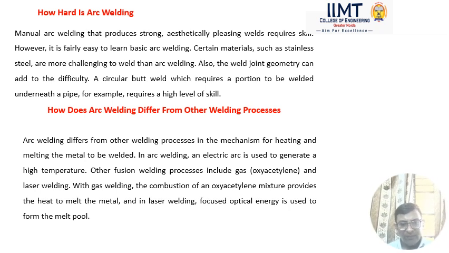In other fusion welding processes, like oxyacetylene and laser welding, with gas welding, the combustion of an oxyacetylene mixture provides the heat to melt the metal. And in laser welding, focused optical energy is used to form the melt. So the main difference is the source from which you are providing the heat to the weld. This basically creates the difference between arc welding and other welding processes.